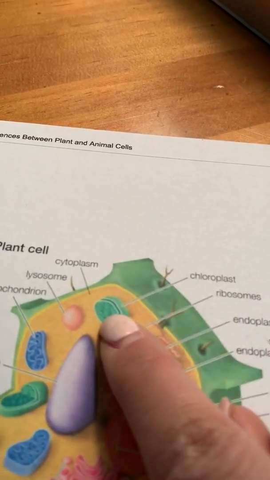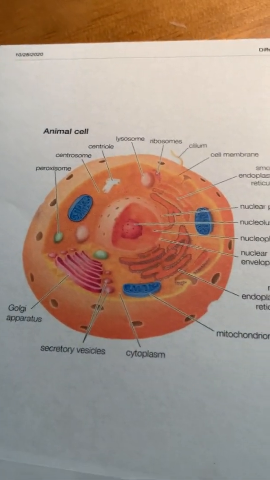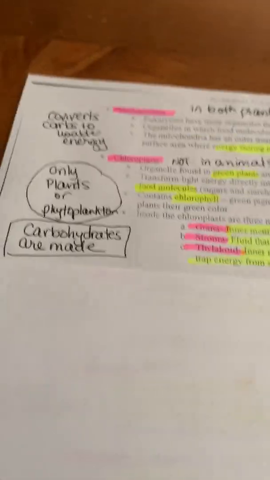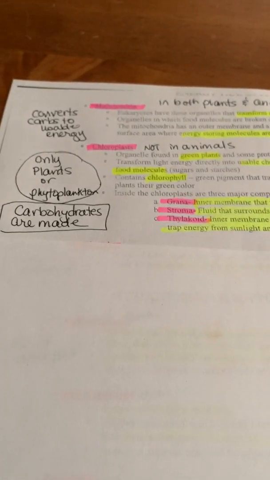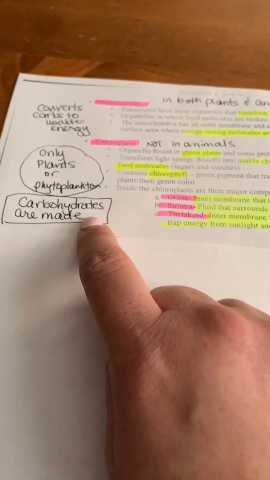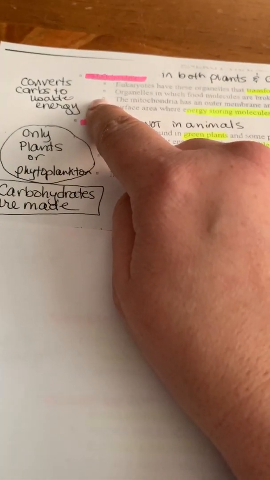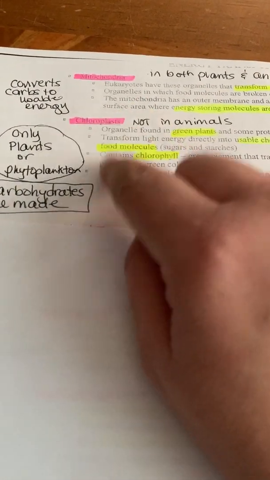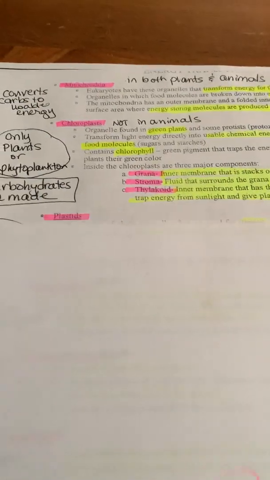Okay, so plants have these. This is a chloroplast right here, but as you see, there's no chlorophyll or chloroplasts in an animal. Okay, so it's very important because this is where carbohydrates are made. Remember, animals have to eat their carbohydrates, so they eat plants to get those. And so again, important fact, this is where carbohydrates are made, and then the mitochondria break down the carbohydrates into the energy. So plants have both of these, mitochondria and chloroplasts, where animals only have mitochondria.